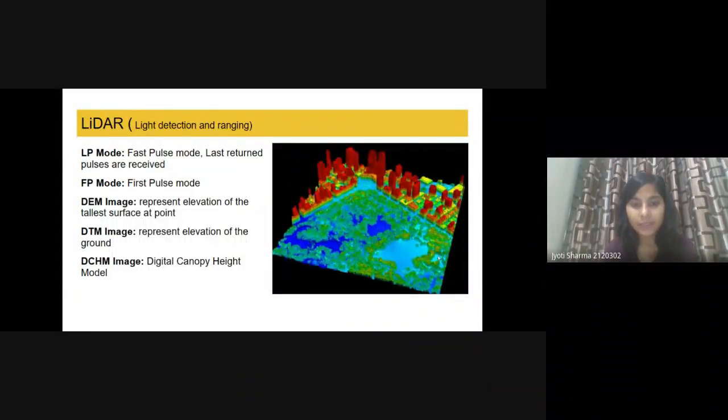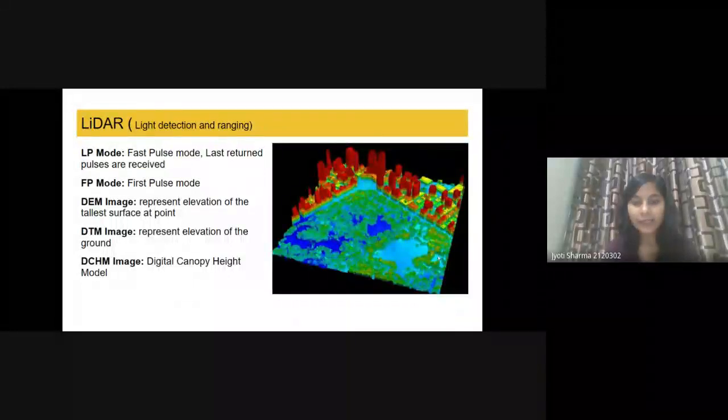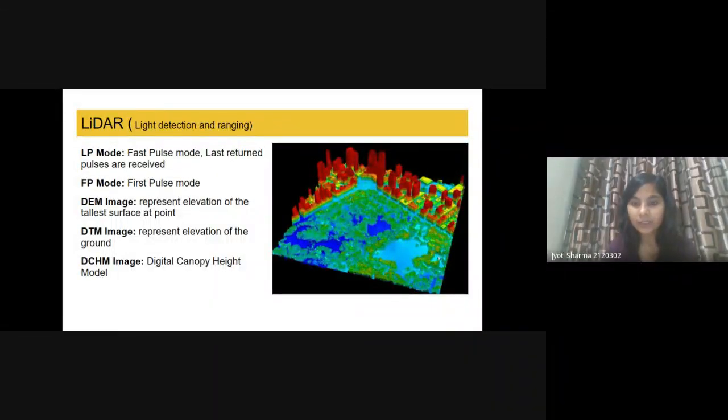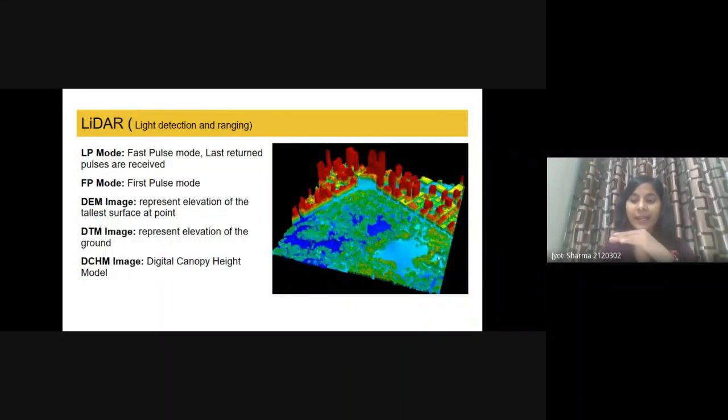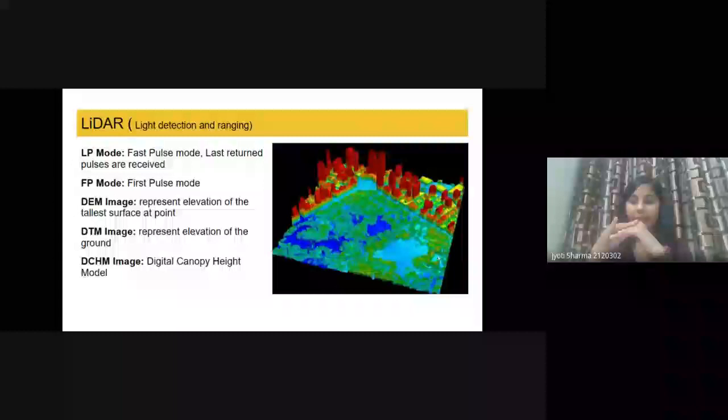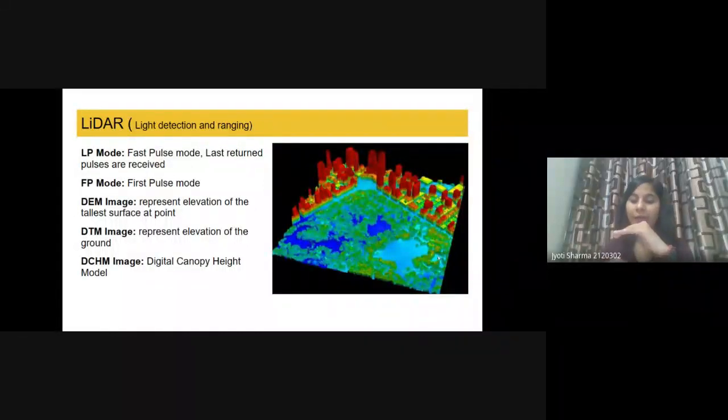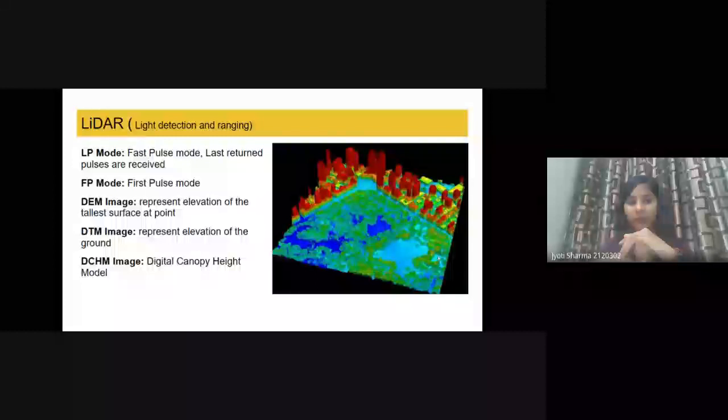It means, for example, lidar is sending you the pulse or the radiation firstly at the top of the building, and then it will go down the building. So if you are getting the last pulse, you are getting the lower pulse, which means you will get the information of the surface area. What's the height of the surface, you will get from the last return mode.